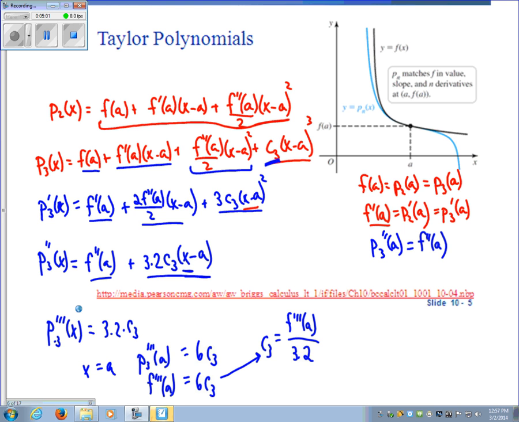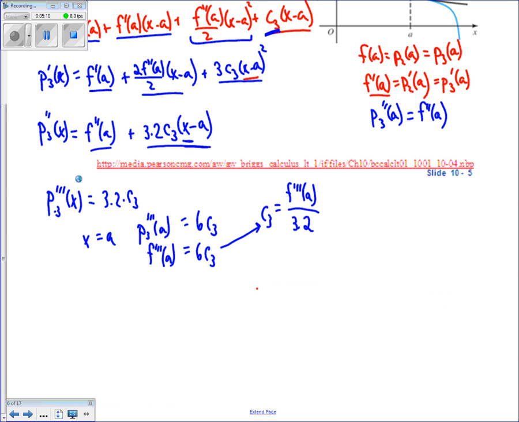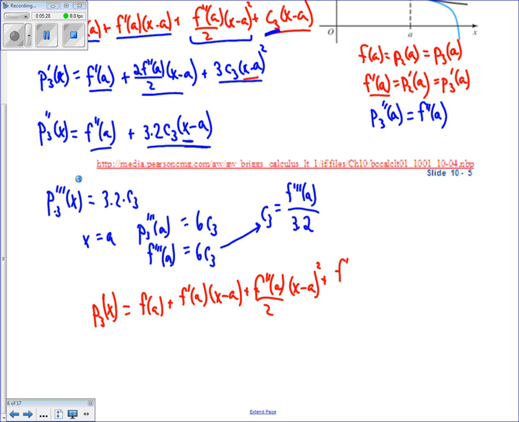Okay? So my third order Taylor polynomial will be p3 of x equals f of a plus f prime of a times x minus a plus f double prime of a over 2 times x minus a squared plus f triple prime of a over 3 times 2 times x minus a cubed.